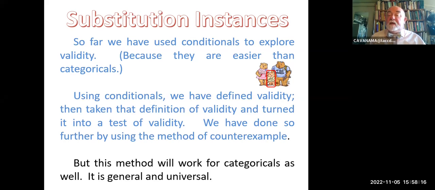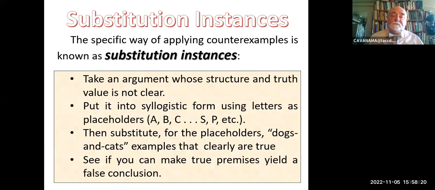This method is going to work for categoricals as well. It's general and universal. The specific way of applying counterexamples is known as substitution. First of all, you take an argument whose structure and truth value is not clear and place it in a syllogistic form using letters as placeholders. We're using A's, B's, and C's right now. When we come to chapter 5, we're going to switch to S, P, and M for reasons that will become clear there. It really doesn't matter what you use.